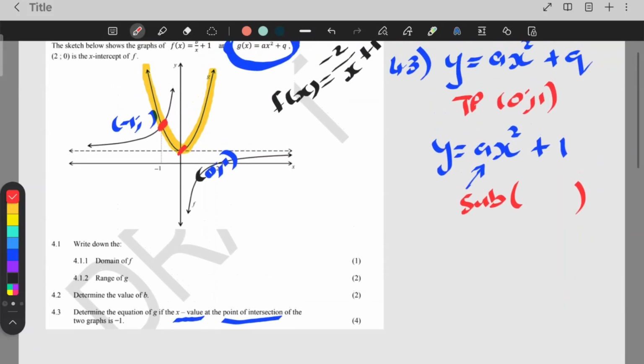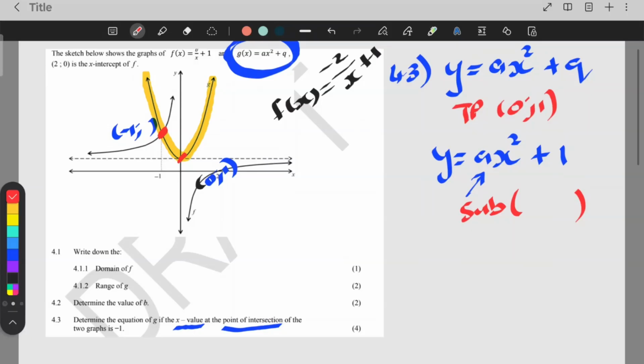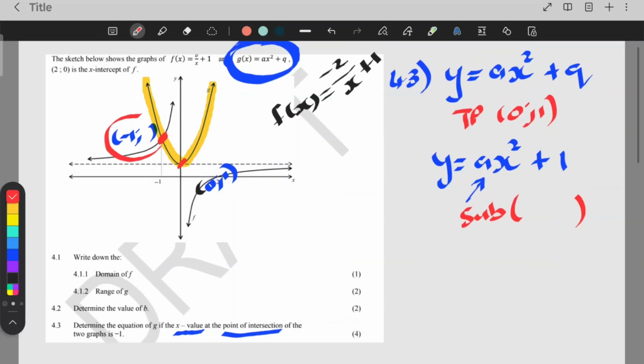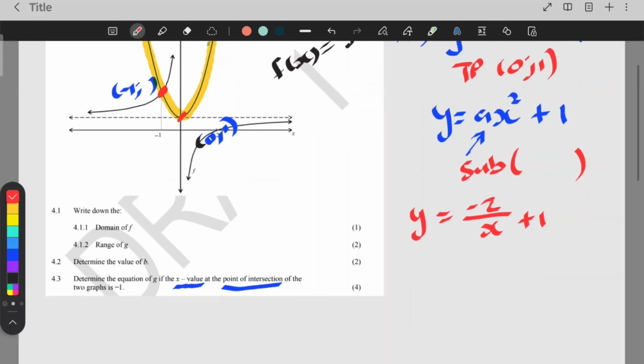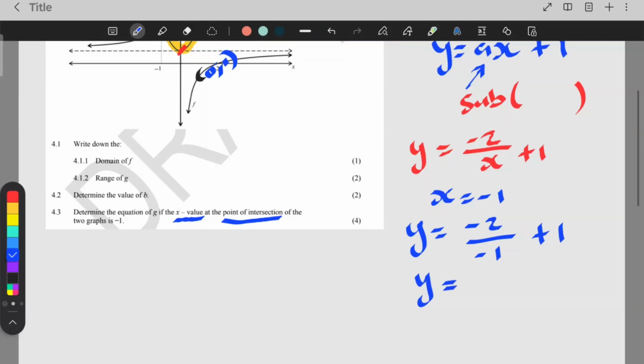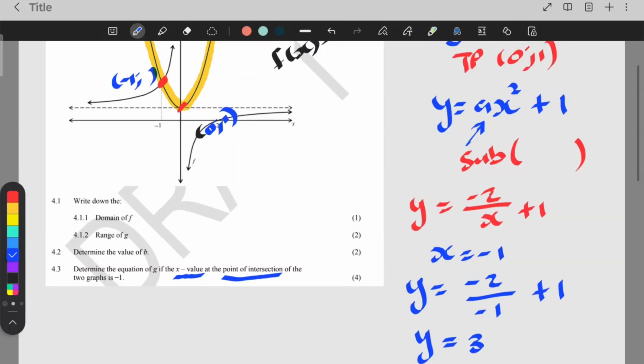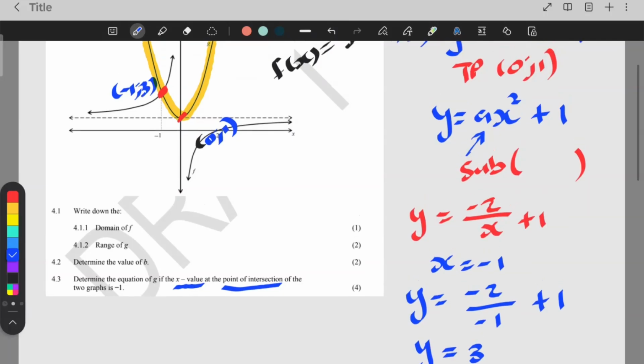So what I'm going to do is I am going to say that this point is on the hyperbola as well. So I'm going to write the equation of the hyperbola down. So this is the equation of the hyperbola. And then I'm going to sub in that x is equal to -1. And then I'm going to see what I get the y value to be at that point. So this will give me a +2 plus 1, which is 3. So the y value at that point is 3. There, I worked it out.